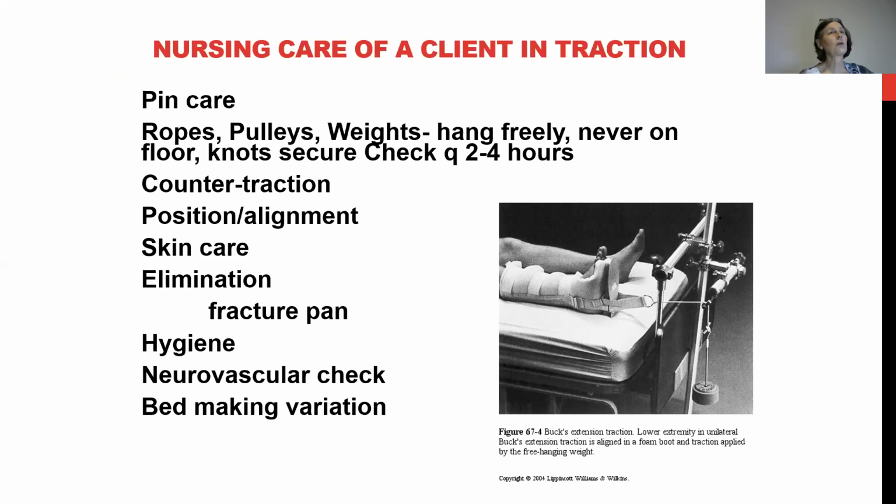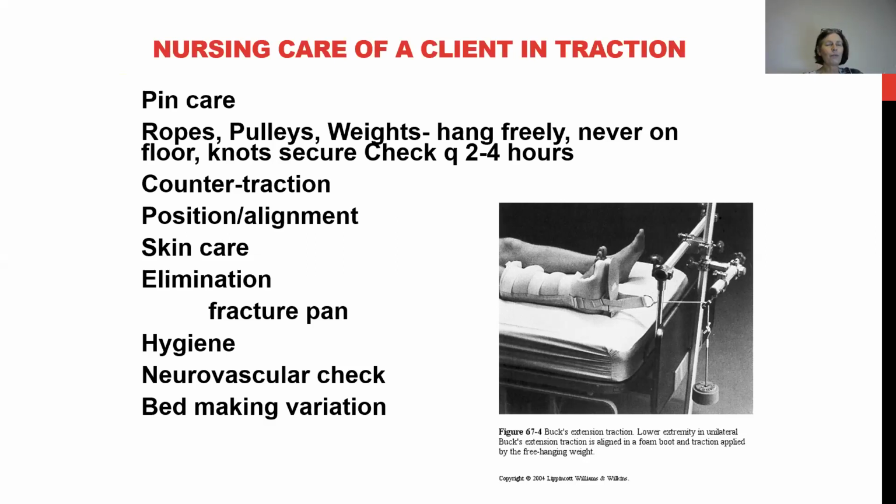Elimination: this patient's going to be on bed rest, so constipation is going to be an issue, and they're still going to have to go to the bathroom and have bowel movements and urination. So we don't necessarily want to catheterize that person. We know that CAUTIs are a huge problem. So we don't want to use a big fracture pan either, because fracture pans are really tall. They're about 4 inches tall and they're pretty bulky.